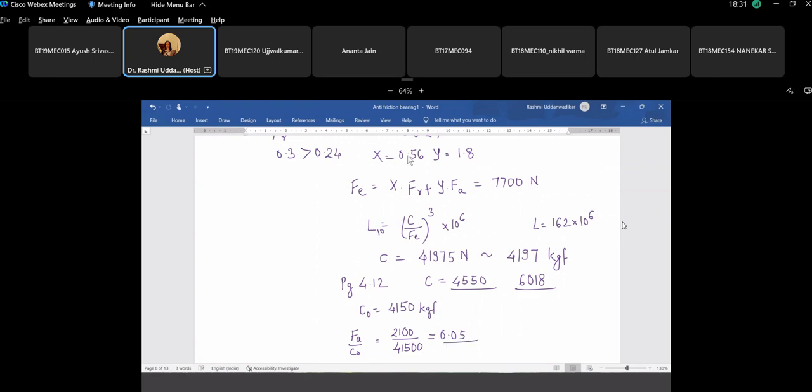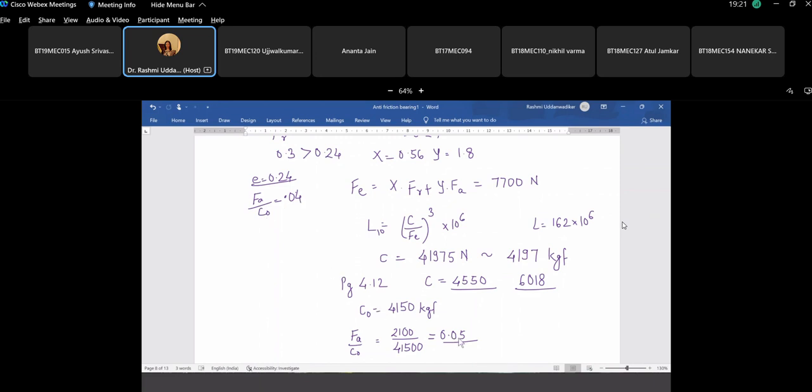And what did we assume here when we selected e as 0.24? Corresponding to this, what was Fa by C naught? We are converting 4150 into Newtons, so we multiply it with 10. So you get 0.05, not 0.5. When we assumed e as 0.24, what was Fa by C0? 0.04. This one was our assumed value and this one is the real value. Fa remains the same, C naught value is changing.